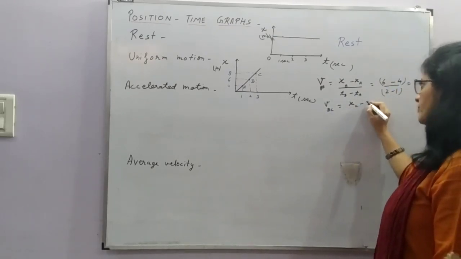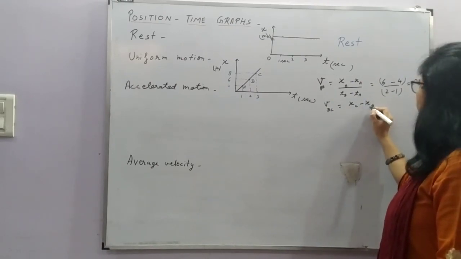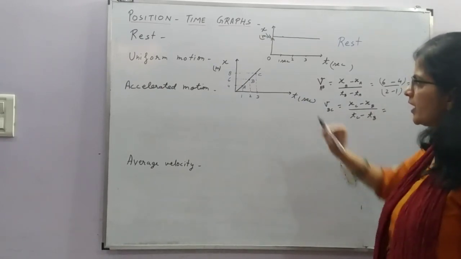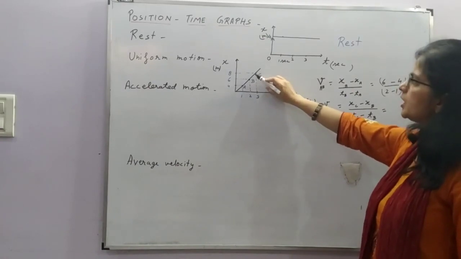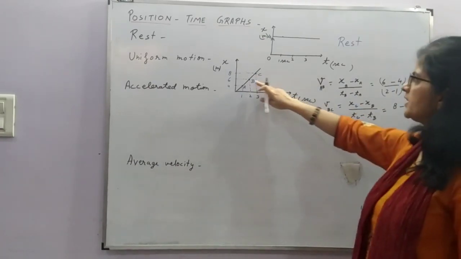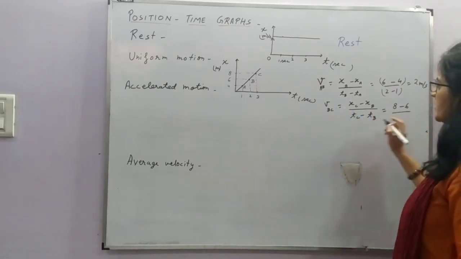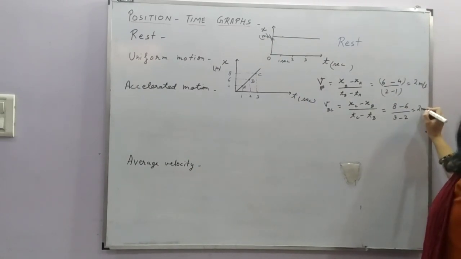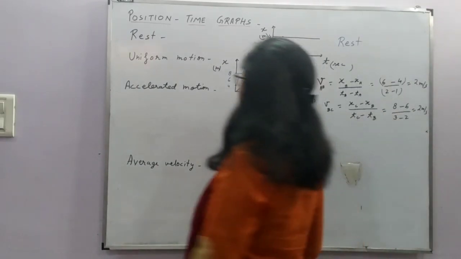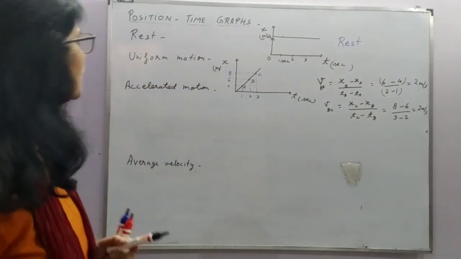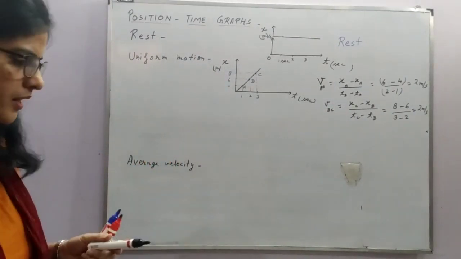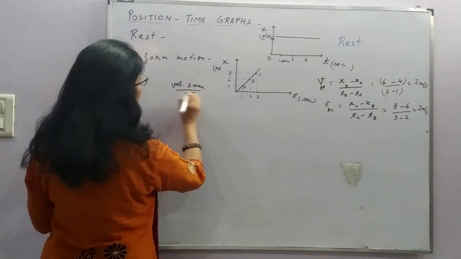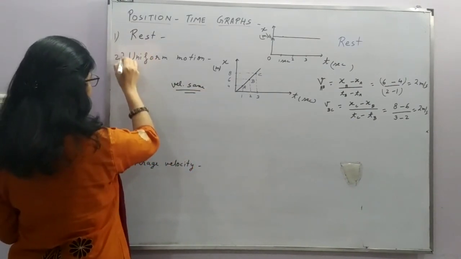Similarly, if I want to find the velocity between B and C, this can be x at C, that is position at C minus position at B, upon time at C minus time at B. Look at the graph. At C, the position is 8. At B, the position is 6. At C, the time is 3. And at B, the time is 2. So this again gives us 2 meters per second. So you can conclude that this is a graph of uniform motion. That means the velocity is the same.